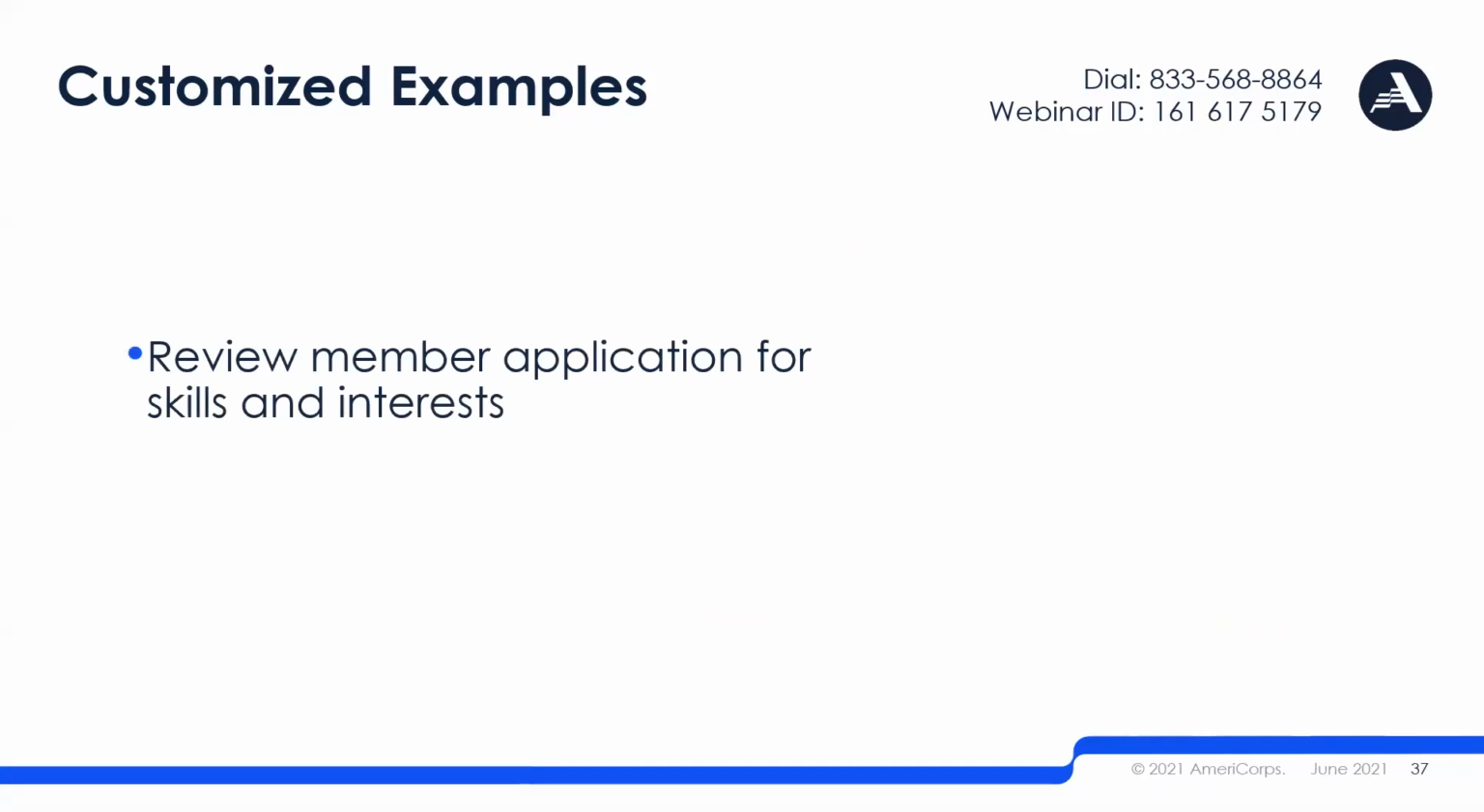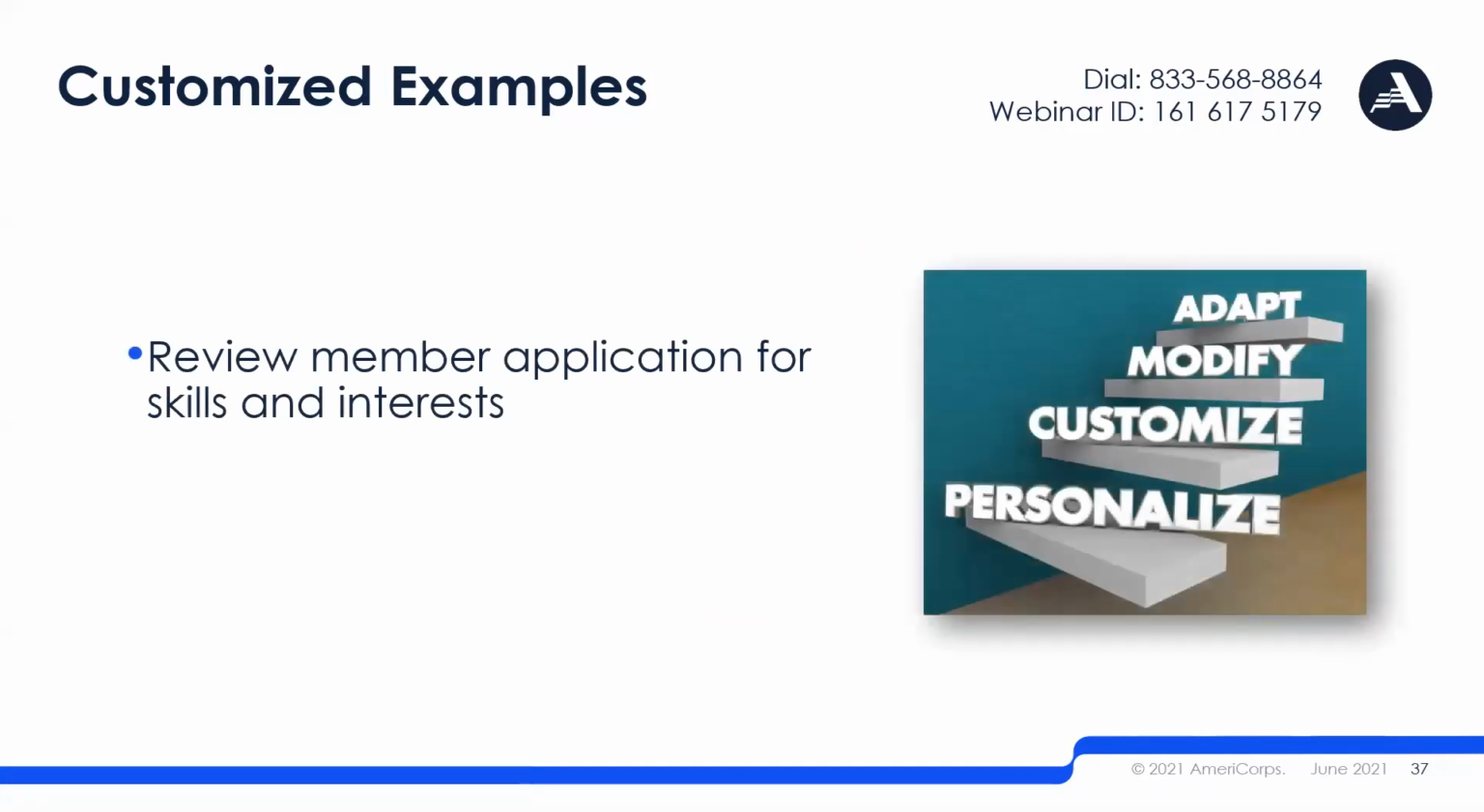First, review their member application in the My AmeriCorps portal that you access via eGrants to see if any of their skills and interests can be incorporated into your communication to better keep them engaged. This gives you information so that you can adapt and modify your communication plan and activities in ways that customize and personalize the messaging to each VISTA member.